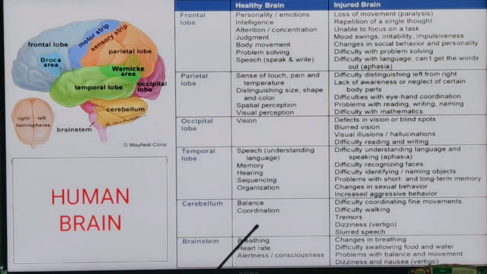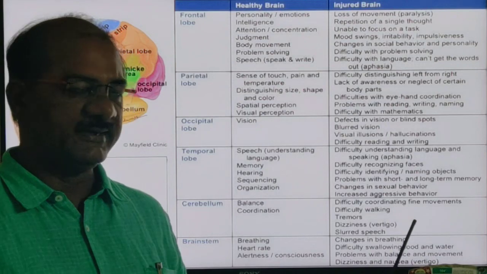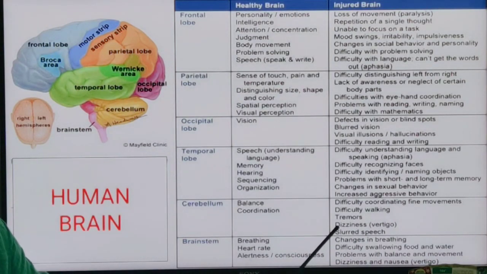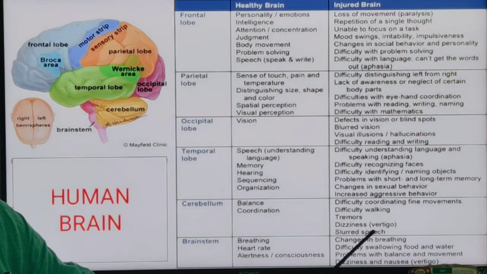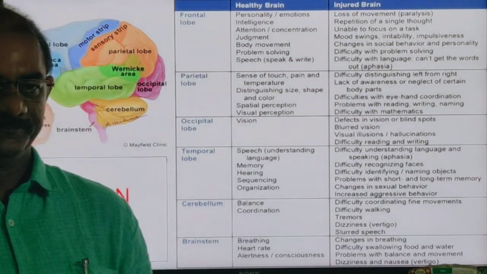If any problem is created in this cerebellum, at that time difficulty in coordinating fine movement occurs, as well as difficulty in walking, as well as tremors, dizziness and slurred speech, due to the injured part of the cerebellum.